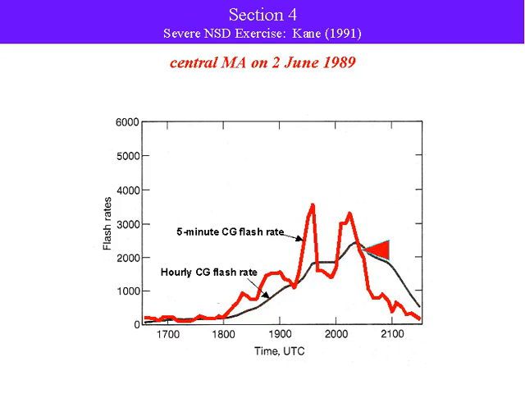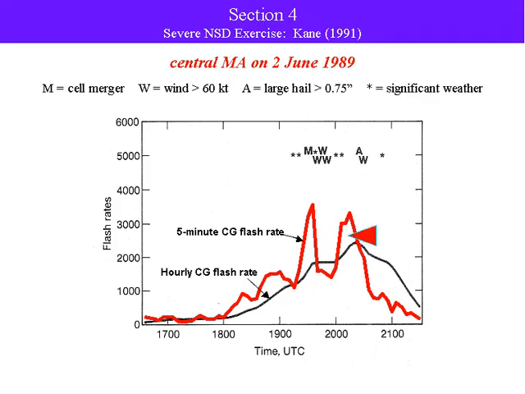However, if we look at the 5-minute CG flash rate, it's much different. We see these pulses going on in the 5-minute data, 4 different distinct pulses. And now I'm going to toggle on the severe weather which was observed on this particular day, and you can see that we had several wind gusts greater than 60 knots, a large hail report, and some other significant weather which occurred. And this is plotted on the time scale as well, and the severe weather occurred after the beginning of this pulsing activity within the CG lightning data.